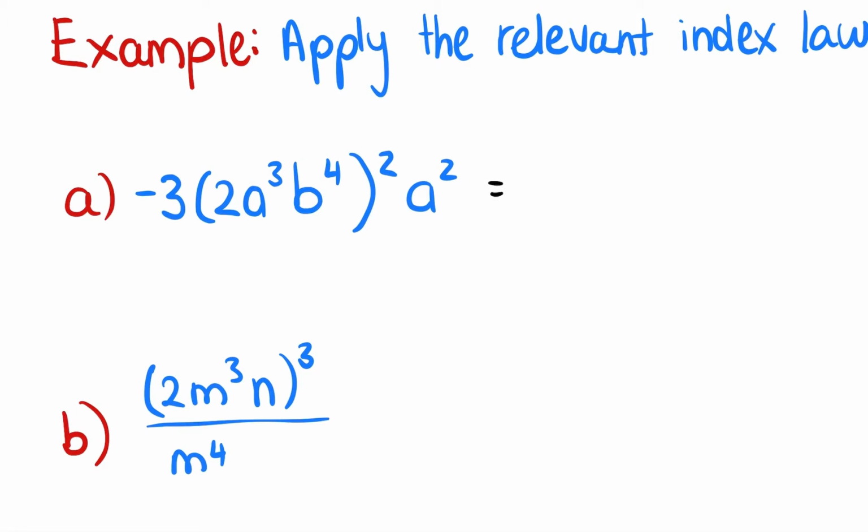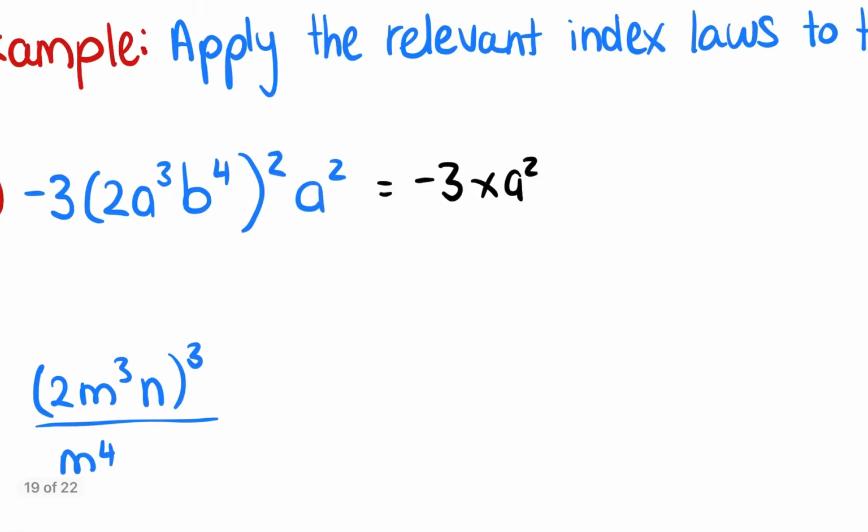Okay, so we've got -3, then in brackets 2a cubed b to the power 4, and outside those brackets is a squared. And then we've also got a squared. So we're not going to worry about that -3 or that a squared. I'm just going to write them, -3 times a squared. We're not going to deal with them just yet.